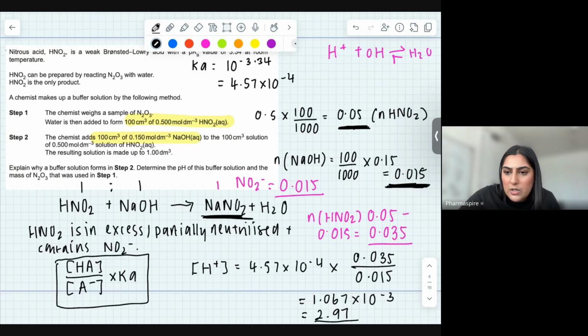Could we go over the Ka equation? Any other questions? Yeah?